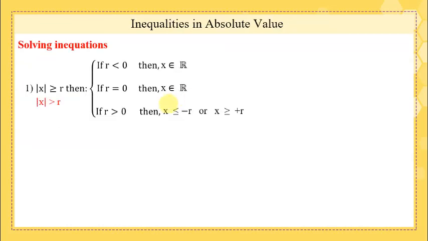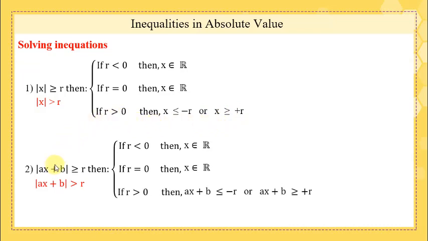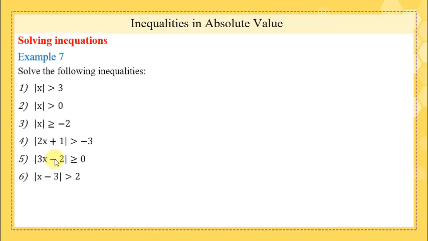Solving inequalities. Now we will talk about this inequality, absolute value of x greater than or equal to r. If r is less than 0, then x belongs to R. If r equals 0, then x belongs to R. And this is not valid if x is strictly greater than r. If r is greater than 0, then we write x less than or equal to minus r or x greater than or equal to plus r. Same cases if we have a binomial inside the absolute value.